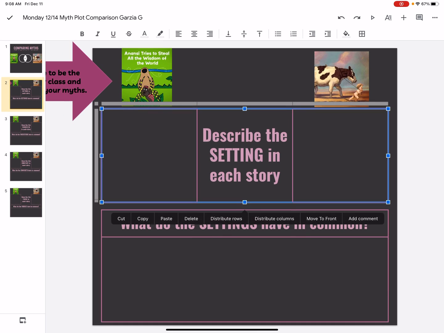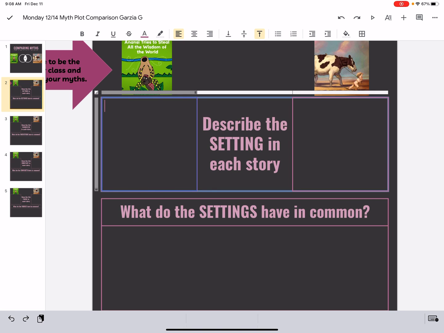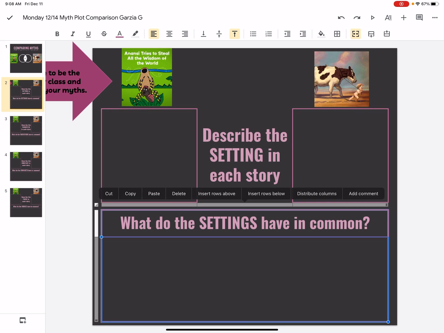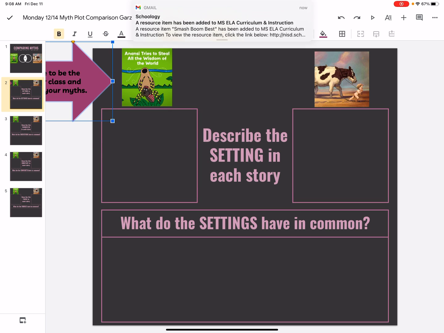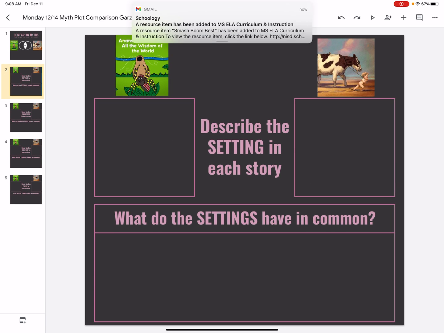In this box, you are going to write the setting of Anansi Tries to Steal All the Wisdom of the World is, and you fill in what the Anansi setting is. Then you come over to the right, and you say the setting of Hermes and Apollo's Cows is, and you fill in the information about that one. What was the setting in that story? And then at the bottom, you tell us what the settings have in common. Both of the settings... One thing that the two settings have in common is... There are various ways you can start off that sentence. So that is your first task.